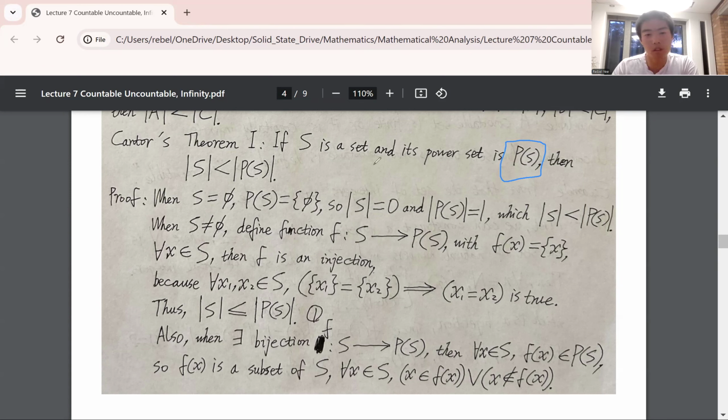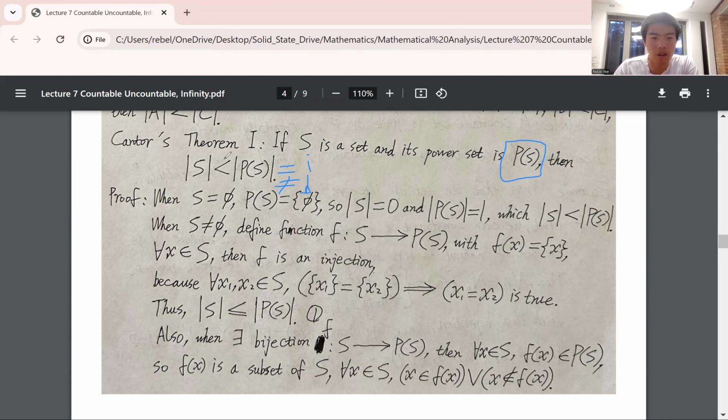Well, to prove this, by the previous theorem we learned, we just need to find an injection from S to P(S), but not a bijection from S to P(S). So this is our goal.